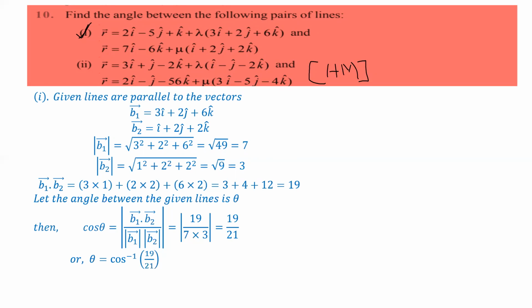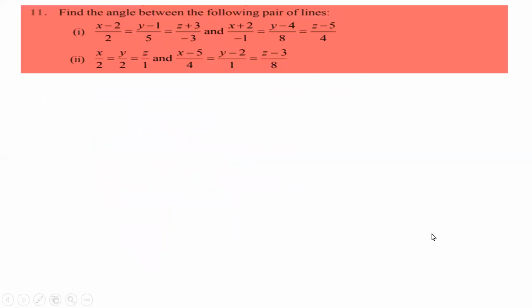Now similarly you can solve question number 2, which is your homework. Now moving to the next question, question number 11. Here also you need to find the angle between two lines where the Cartesian equations of the lines are given. So we will solve question number 1 in the class, and question number 2 is your homework.